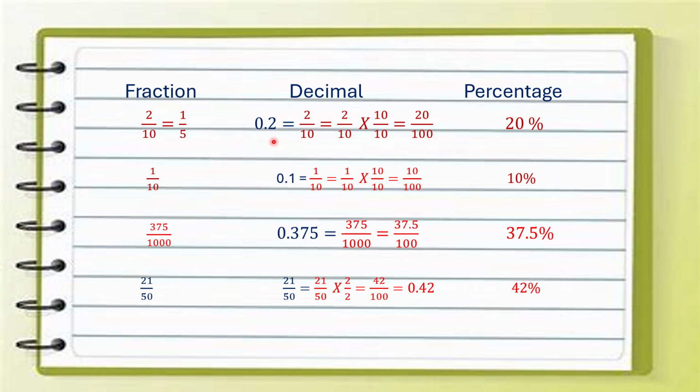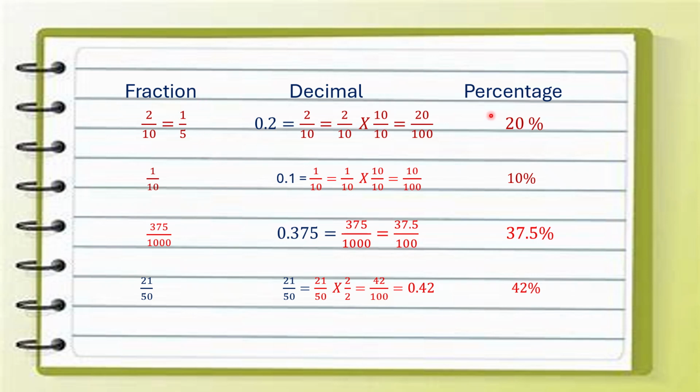So the question is 0.2. We have to convert into fraction as well as percentage. Okay. So 0.2, how can we write it as a fraction? That is 2 by 10. How 2 by 10? Because after the decimal point, we have only one number. That means the denominator will be 10. So 2 by 10, we simplify. That answer is 1 by 5.